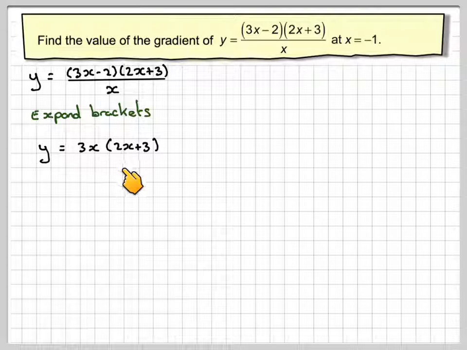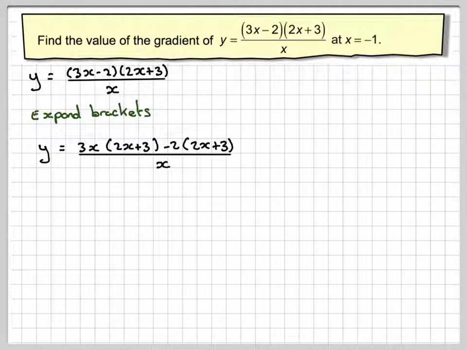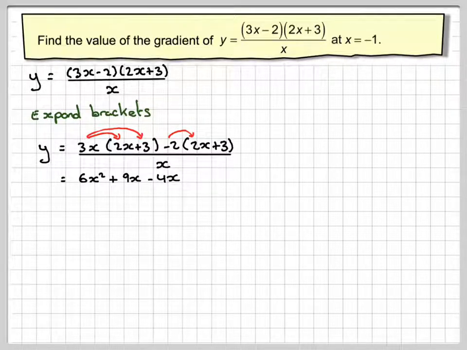Right, so we've got (3x - 2) times (2x + 3). Some people prefer to use the full method. And then over x, so I'm going to get 3x times 2x, which gives me 6x squared. 3x times 3 gives me plus 9x. Minus 2 times 2x gives me minus 4x. And minus 2 times 3 gives me minus 6, divided by x.